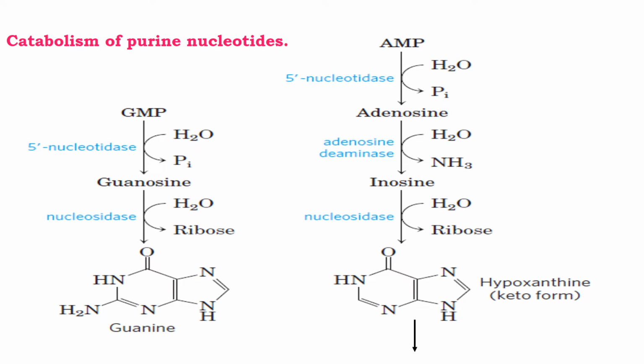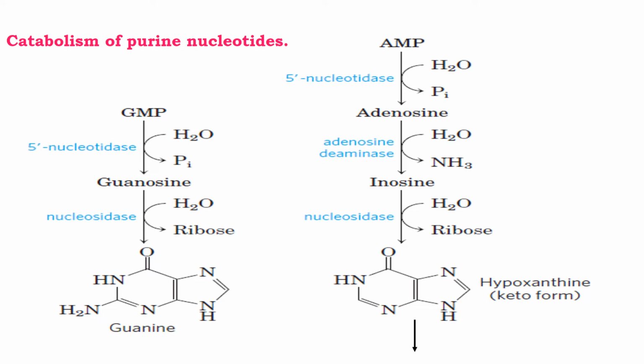This guanosine is again acted upon by an enzyme called nucleosidase. See, nucleotidase, because it is a nucleotide; nucleoside, nucleosidase. That's the difference between nucleotidase as well as nucleosidase. So this is a nucleotide which has ribose, guanine as well as phosphate. First of all, this phosphate is being ripped off. So it is being cut off. In the second case, ribose is being cut off. Now there is a free guanine.